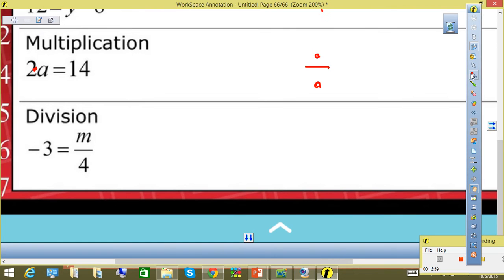And then look at the last one. Here we have m divided by 4. So the operation here is division. So what is the opposite? Multiplication. So therefore, those are what we're going to use to simplify each side and to isolate the variable.